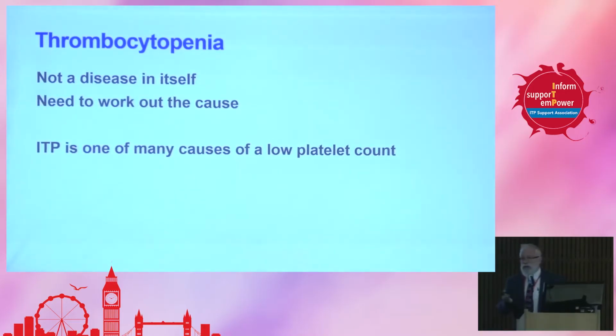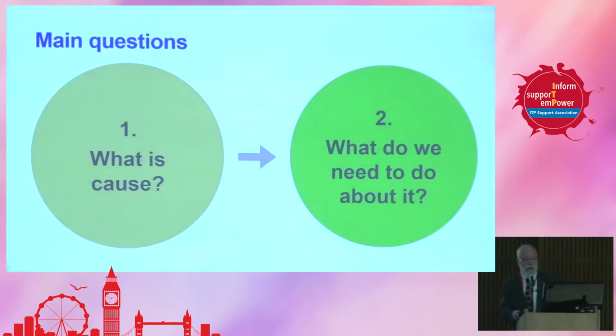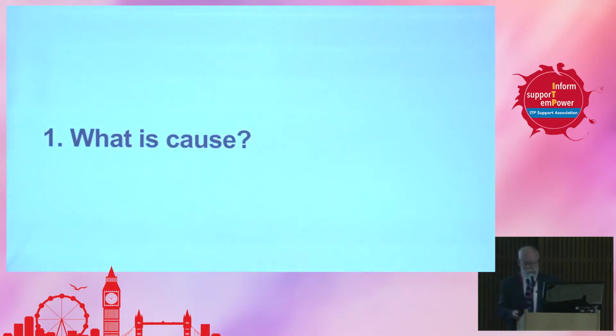But it's not a disease, it's like anemia. I have anemia, but anemia is not a disease in itself. You have to find the cause. If you've got low platelets, we have to find the cause. There's often a cause. And ITP is one of many, many causes of a low platelet count. Obviously, we're dealing here today with ITP, but there are many causes. So the questions we face as clinicians is, what is the cause of this patient's low platelet count? And then once we have the cause, what do we actually need to do, if anything, for the patient?